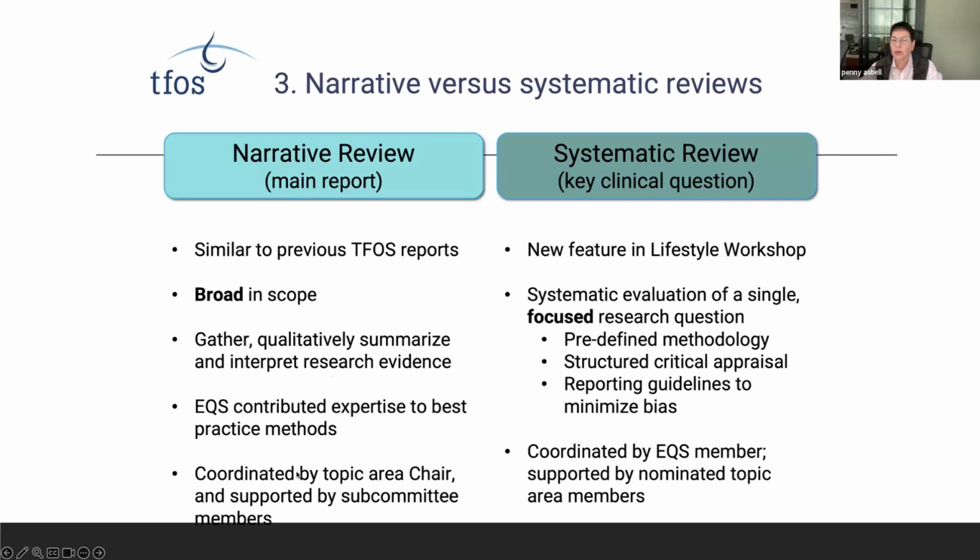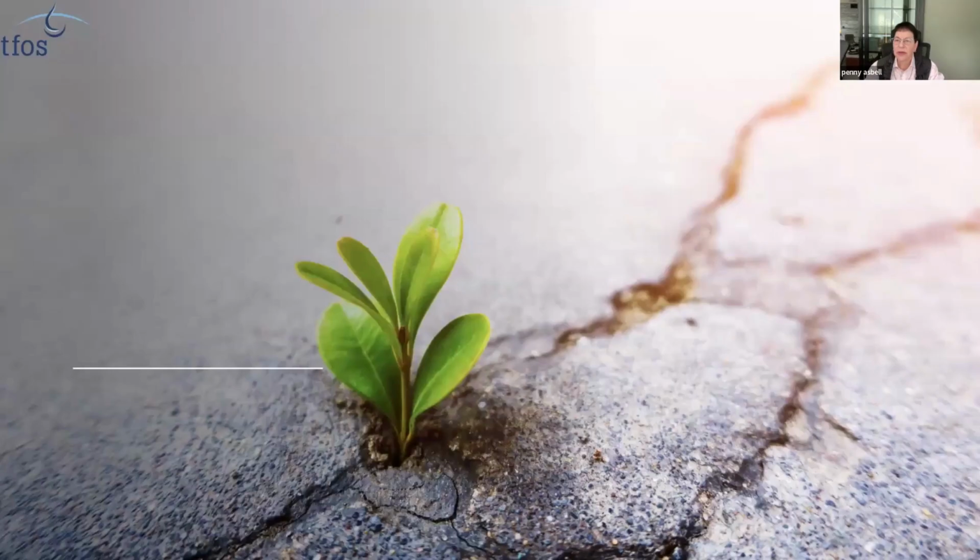In addition, TFOS, in each of the committees, and I was on the environmental committee, we do a systematic review. This is taking a key question and trying to answer that question. And this is a little bit different. We're focusing in very specifically on one question and how to answer it. So it's not everything about that topic, it's the one question. So we did a little bit of both in the environmental and the other committees as well.